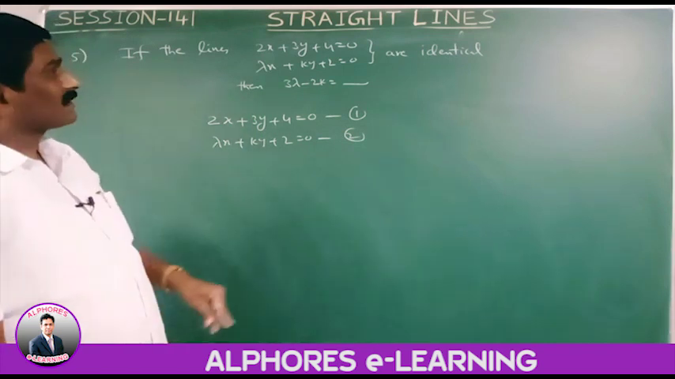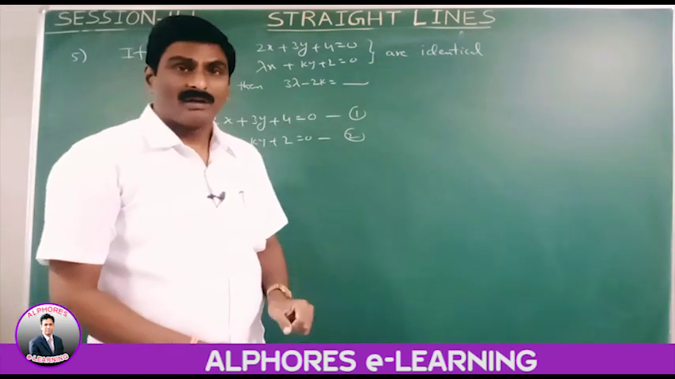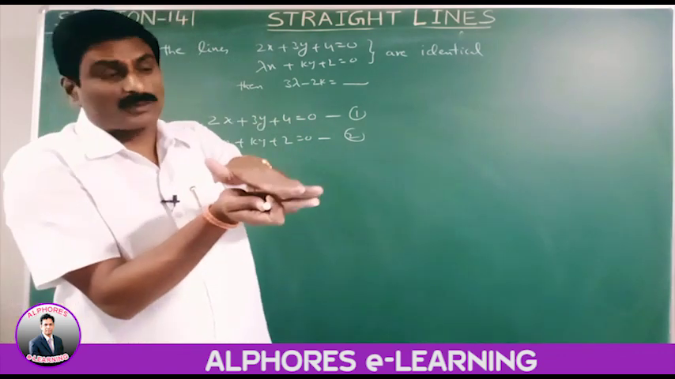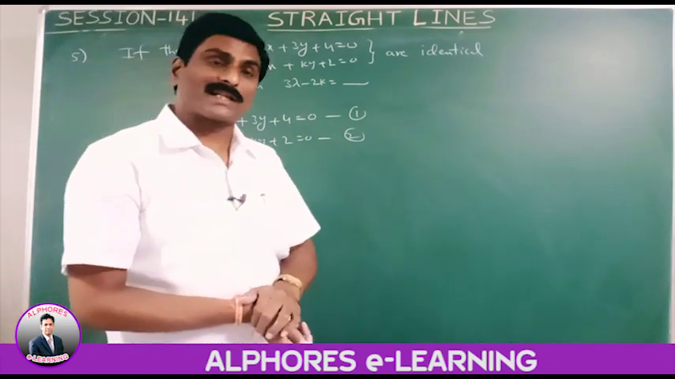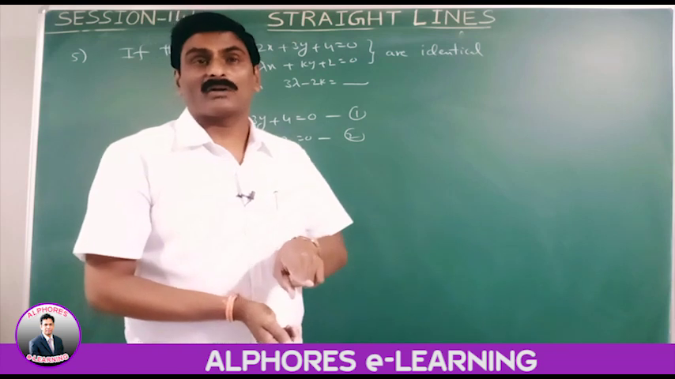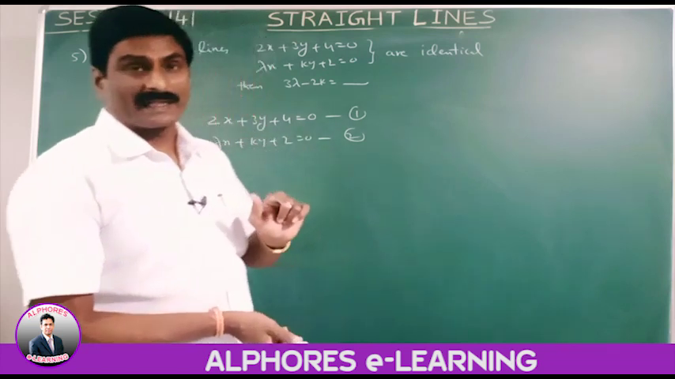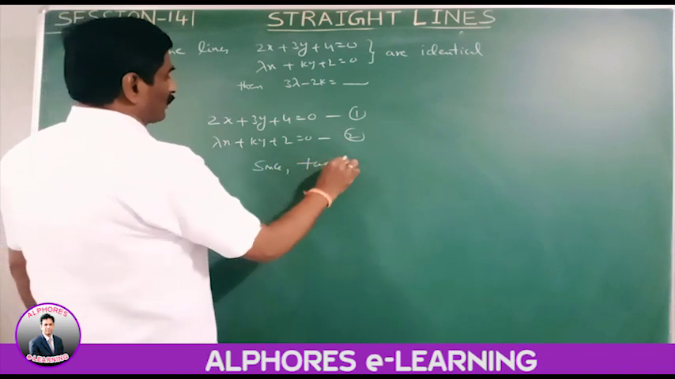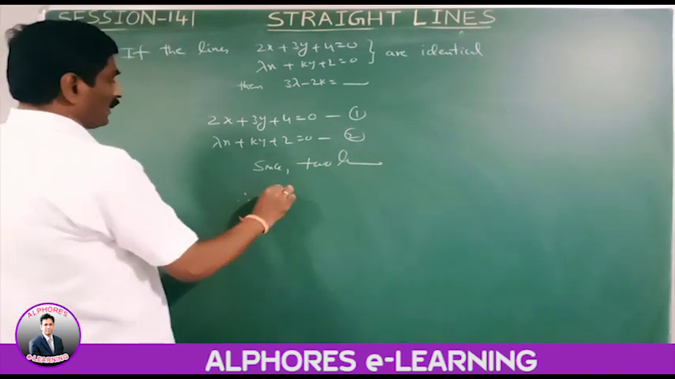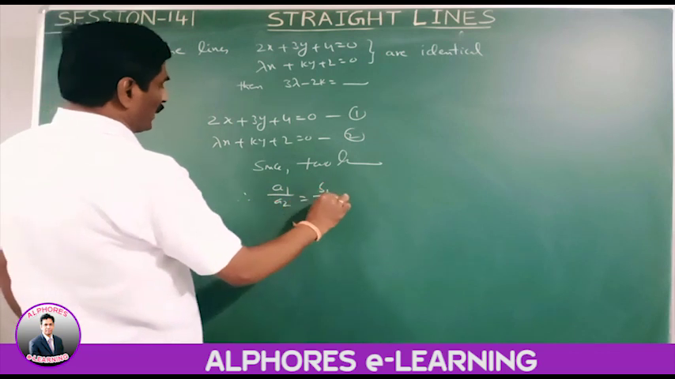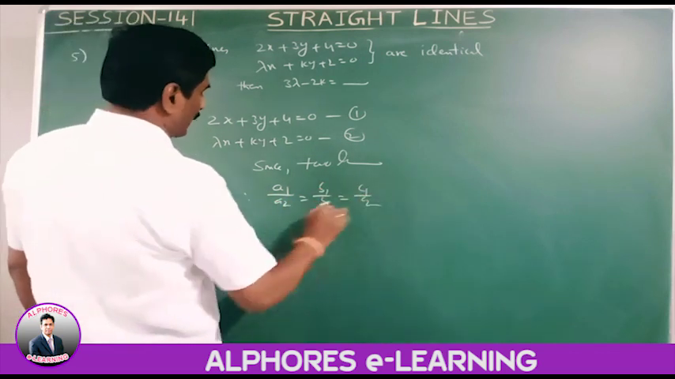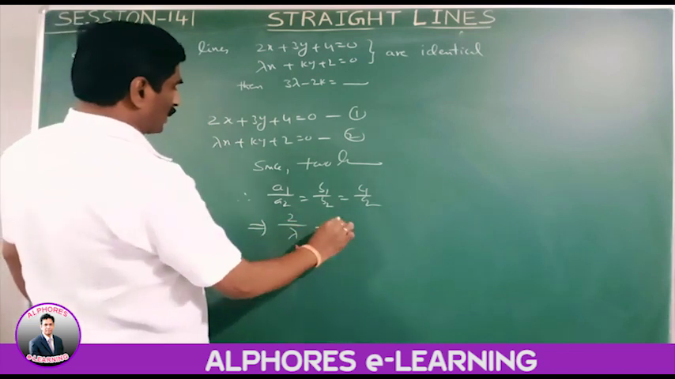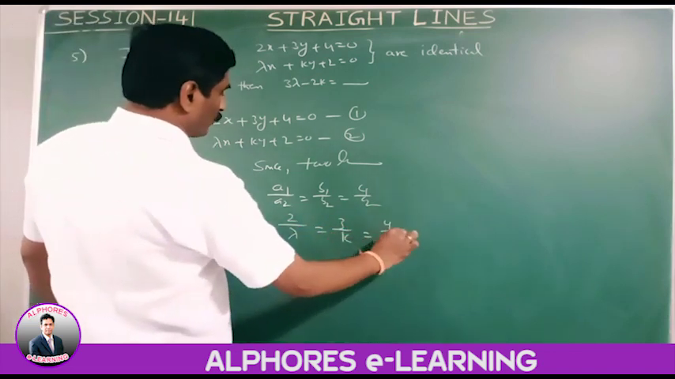But in this case, the two lines are identical. What is the meaning of identical? The two lines are coincident, that means they overlap. What is the condition if the two lines are coincident? A1 by A2 is equal to B1 by B2 is equal to C1 by C2. Since the two lines are identical, therefore A1 by A2 is equal to B1 by B2 is equal to C1 by C2. That implies 2 by lambda is equal to 3 by k is equal to 4 by 2.